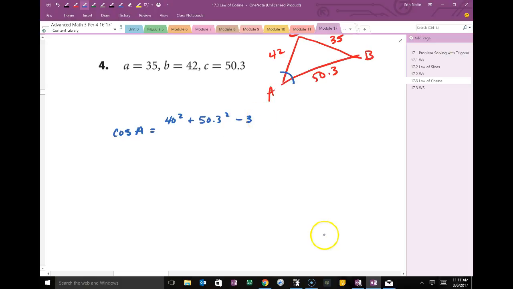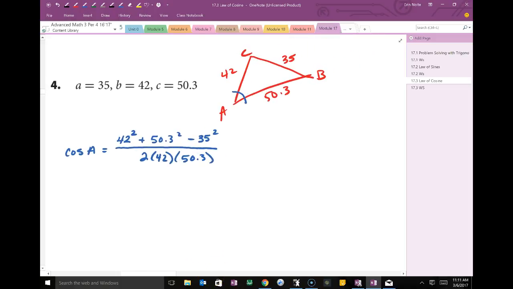Did I not say that? Oh, you're right, sorry. I even wrote 40. It's 42 squared, thank you. I would have got the wrong answer. And then you divide by the two sides that are adjacent, so 2 times 42 times 50.3.